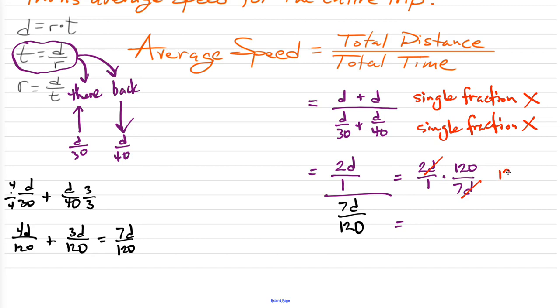So 240 divided by 7 will be the average speed. I feel like that was 34 point something.